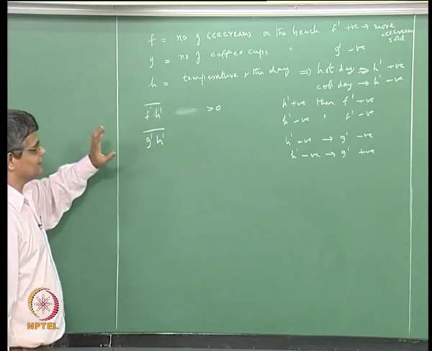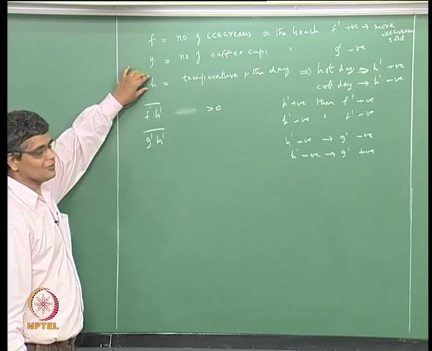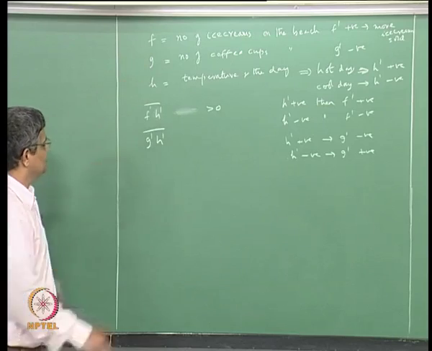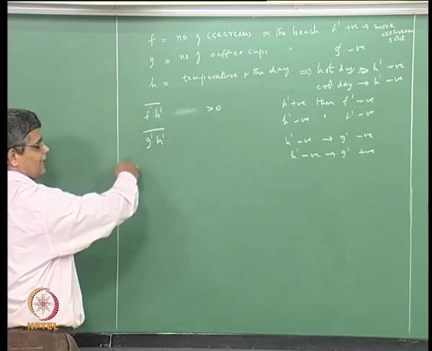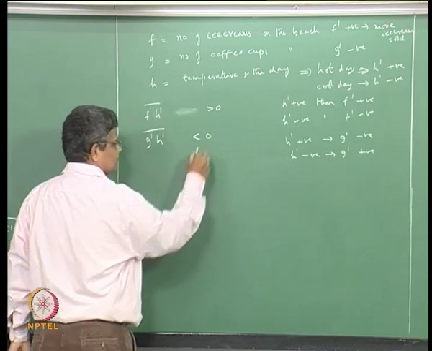So in this case there is a certain relation between the fluctuation in the daily temperature and the fluctuation in the coffee cups, and the fluctuation is such that on an average basis this is going to be non-zero, and it is going to be negative.